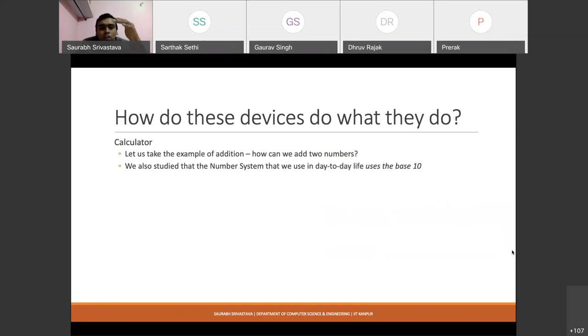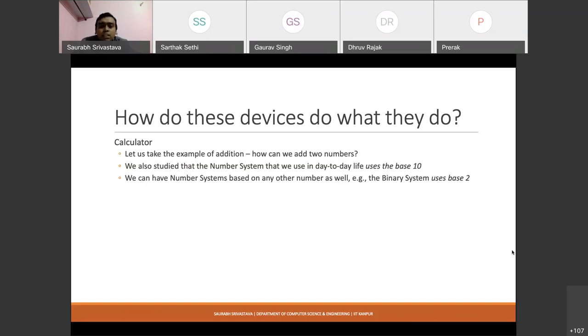Now the overall idea is exactly the same for computers. If they want to add two numbers, they would do exactly the same. What is different though is that they use a base of 2. This is probably the first thing you should understand in computer science, that computers don't use base 10. They use base 2. Not just computers, basically everything in the computing world uses base 2. So how does it work? Basically, it's something like this.